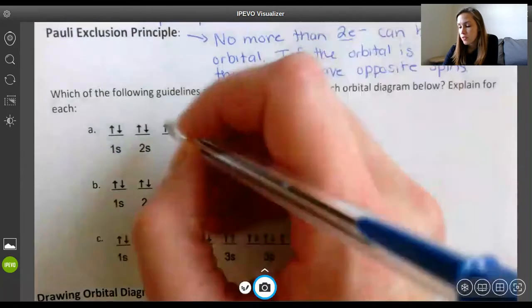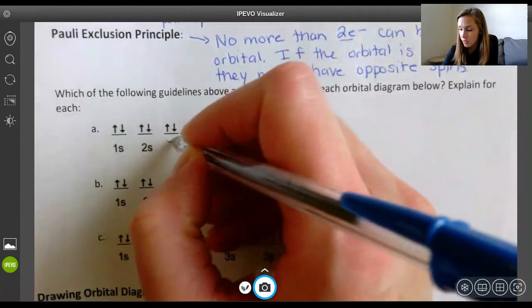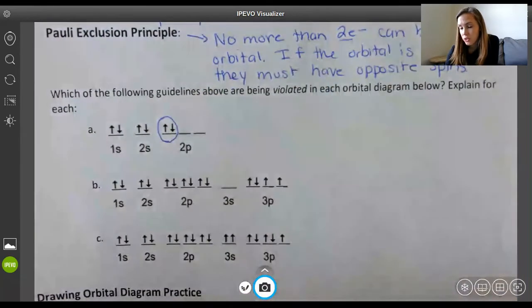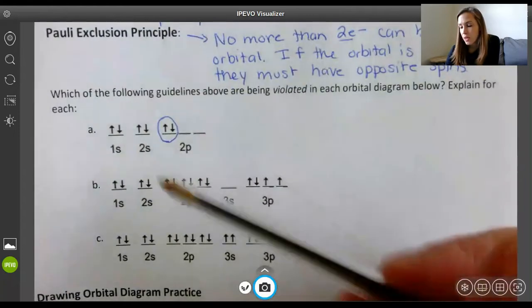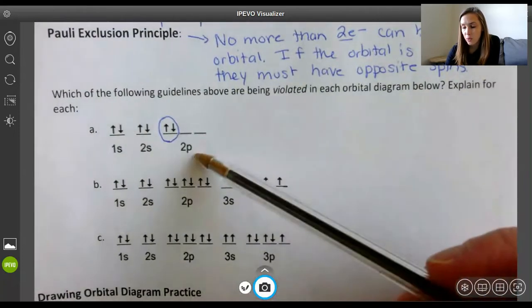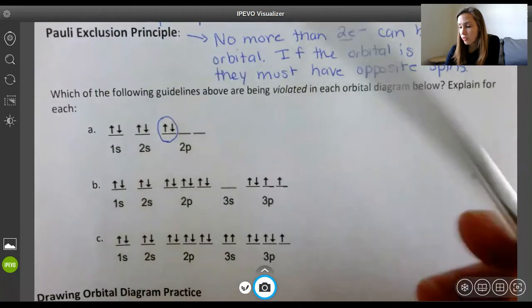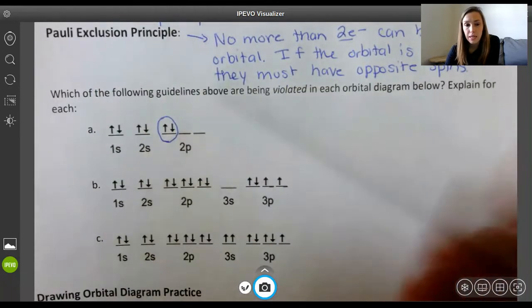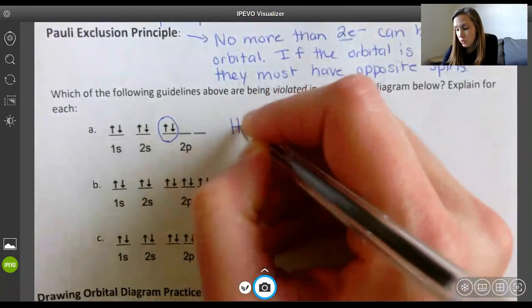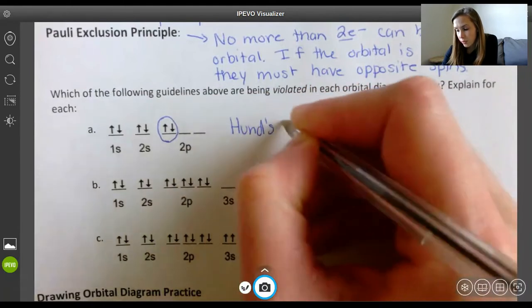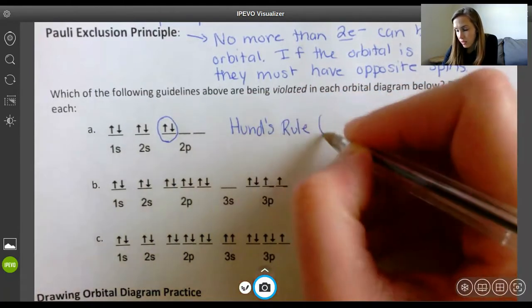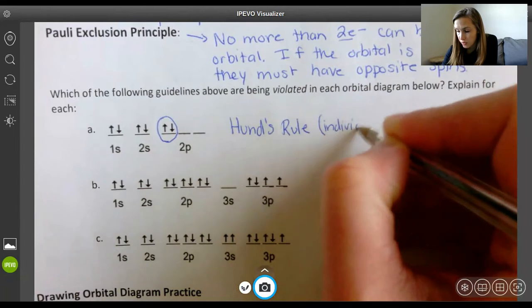So if we look through at this first one, we are going to see that we have these 2 electrons in the same orbital. And while they have opposite spins and they're both in 2p, we know that from Hund's rule, they need to be in individual orbitals. So this would be Hund's rule, okay, that they should be in individual orbitals.